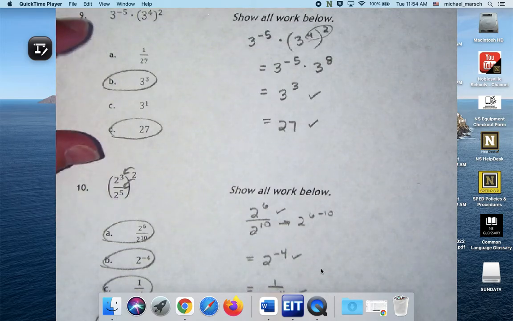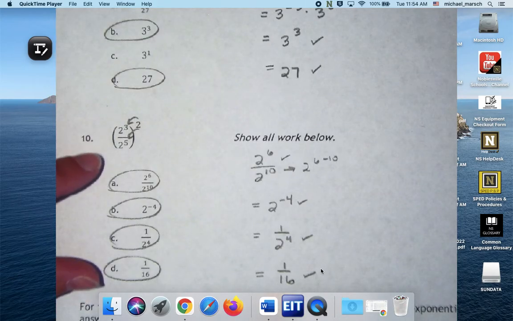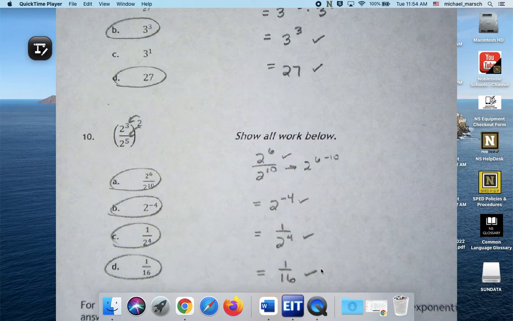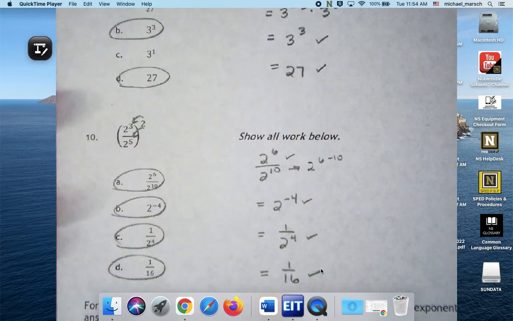So number 9 is worth how many total points? 2. Number 10 is worth how many total points? 2. Good job. So some of you may have been looking at this and going, I have no idea what's going on, but hopefully you feel a little better now that you've seen how to work it out. You know the math, it's just a different way of looking at the math.